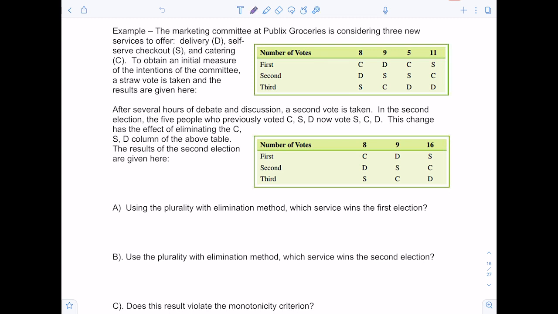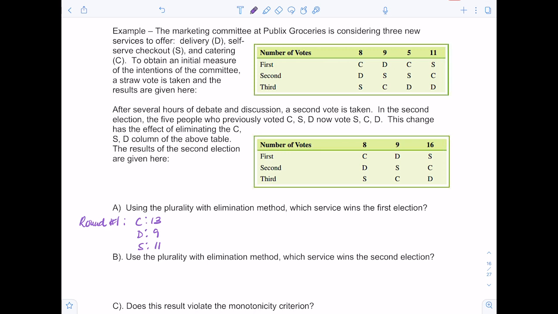Remember, plurality is looking for the candidate with the most votes. They would come in first place, as long as they have a majority of the votes, which is more than 50%. If that does not occur, we will eliminate whoever had the lowest number of votes and then hold another election. So we'll call this round 1. It asks which service wins the first election, and the first election is referring to the straw vote here. If we take a look, C gained 8 plus 5, or 13 first place votes, D has 9 votes, and S has 11 votes.